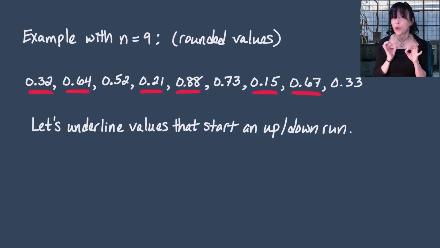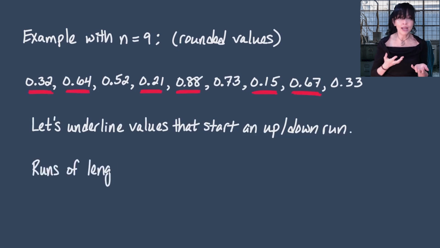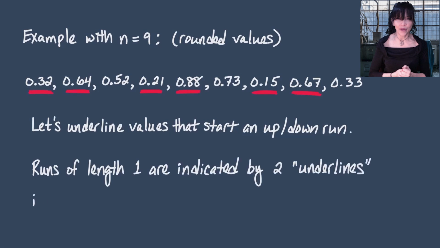Now, let's go back to what we actually care about, which is to count the number of runs of length 1. How can you tell you have a run of length 1 by looking at my red underlines here? The first value of 0.32, we started going up to 0.64. At 0.64, we started a run down. And so you can see that we have a run of length 1 because we have 2 of these underlines in a row. And anytime we have 2 of these underlines in a row, it indicates that a run of length 1 has occurred with the first of those two values.